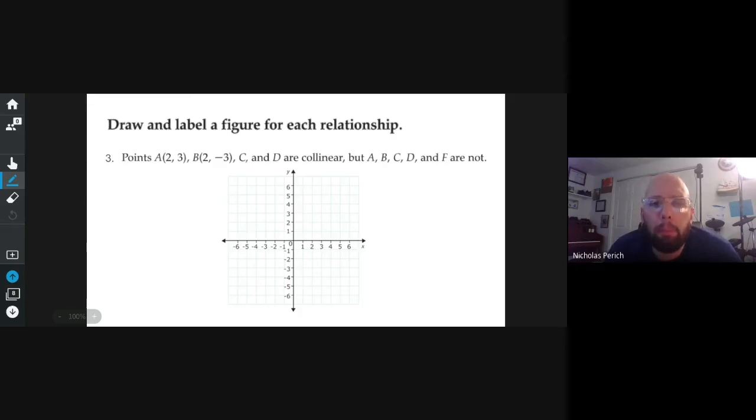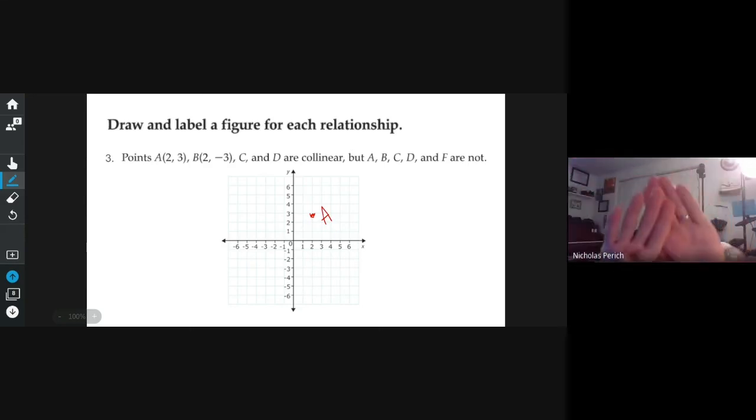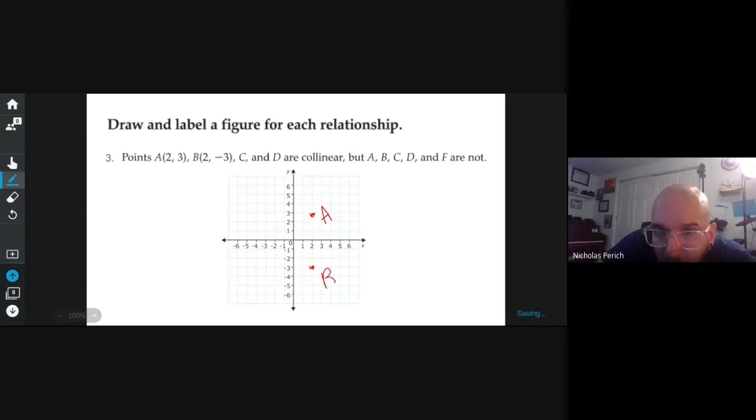Points A. Okay, so A is 2. No, you never have homework. A is 2, 3. So I'm going to put A right there. Call you A. So the coordinate plane is your plane because it's a coordinate plane. So you watching what I'm doing, the computer screen, the Chromebook screen is the plane that goes out forever in all directions. So I have B is 2, -3. I'll call you B.